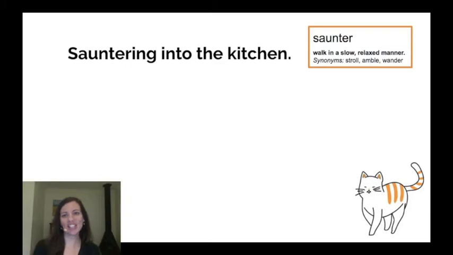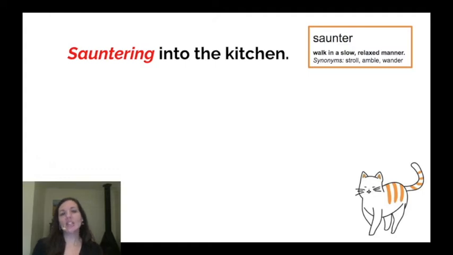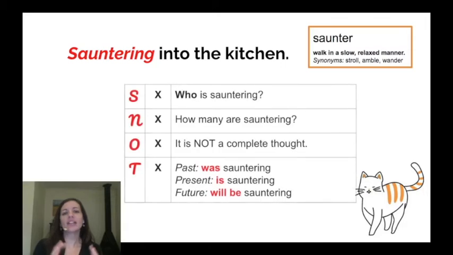Sauntering into the kitchen. Well, if you don't know what the word saunter means, it means to walk slowly in a relaxed manner, stroll, amble, wander, the perfect way to describe a cat's movement. So let's look at the action word in this situation, and it's of course the word sauntering. And we've got to ask whether or not it is finite. Well, straight away, when I'm applying SNOT, I know that it's not finite because I do not have a subject. I don't know who is sauntering here.